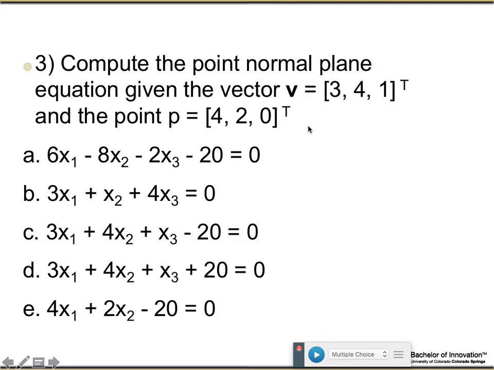Compute the point normal plane equation given the vector for the normal V and the point P.